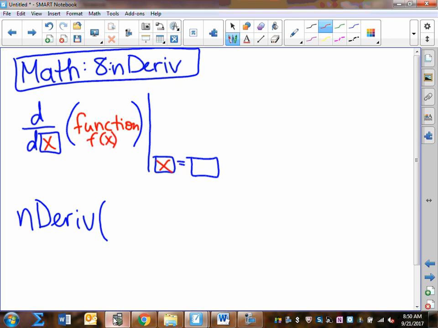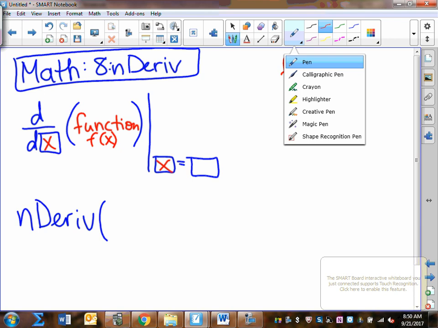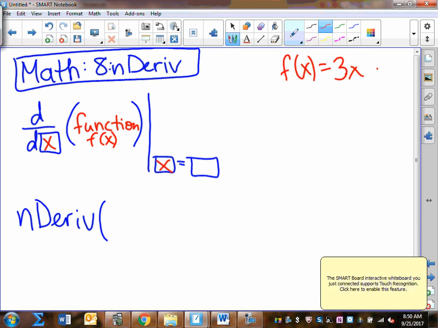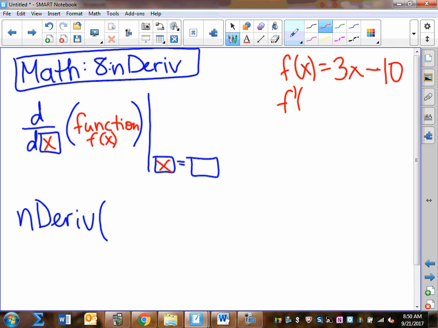So let's take the derivative just for kicks and giggles. Let's set f of x to be 3x minus 10. And then let's find f prime of, I don't know, give me a number. 2, that's it? Alright. Okay, so again, we can only use this to find the derivative at a specific point. It will not give me the entire function derivative, just the derivative value at 2.